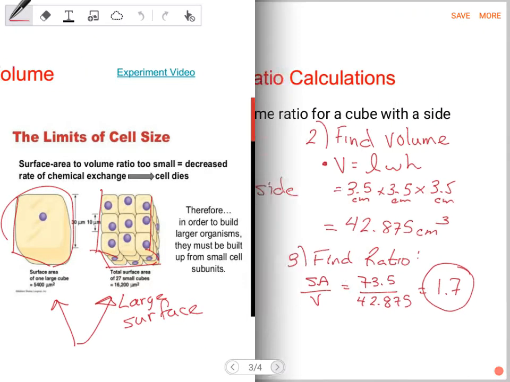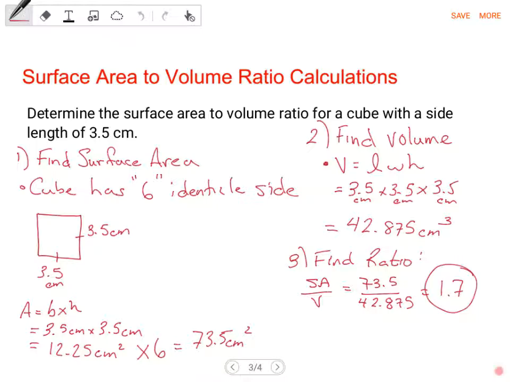Now, I'm going to help you calculate some of this. This is an example from your book. It says, determine the surface area to volume ratio for a cube with a side length of 3.5 centimeters. So it's a cube, which means every side is the same, which is nice. The first thing you're going to want to do is find the surface area. So what I do is I find the surface area of one side. This is just one side of that cube. And each length is 3.5 centimeters. That gives me a surface area of one side of 12.25 centimeters squared.